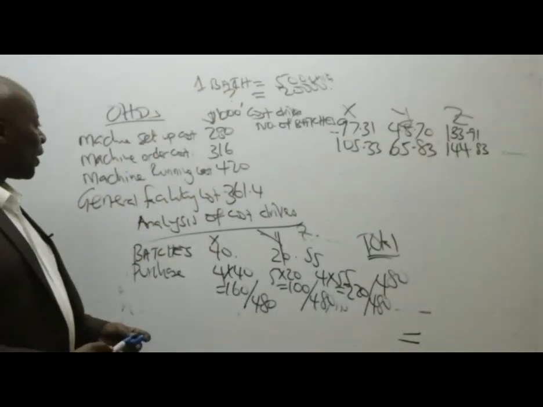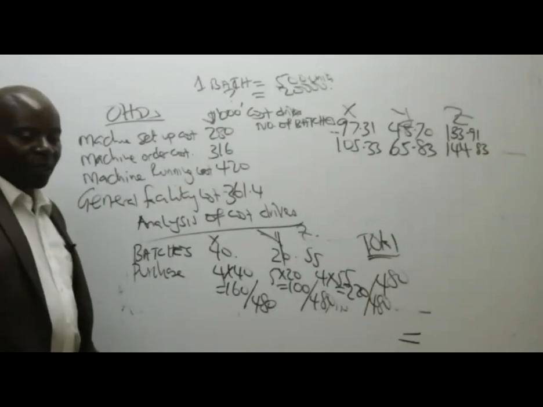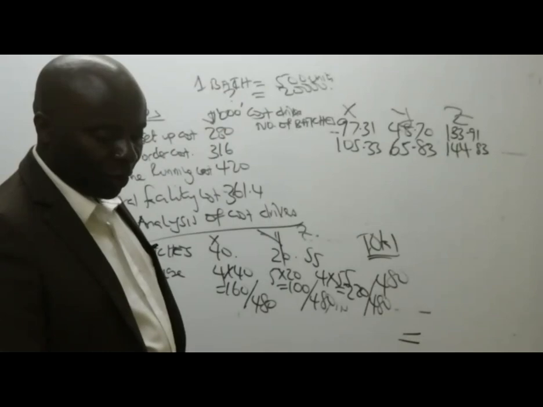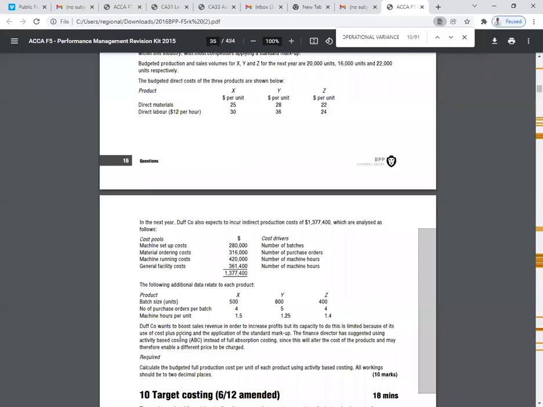Let's go to the next one, which is machine running cost. What do they want us to use for machine running cost? They want us to use machine hours. So could you kindly give me the total machine hours for the 3 products? Is there somebody who is able to get the total machine hours for the 3 products?